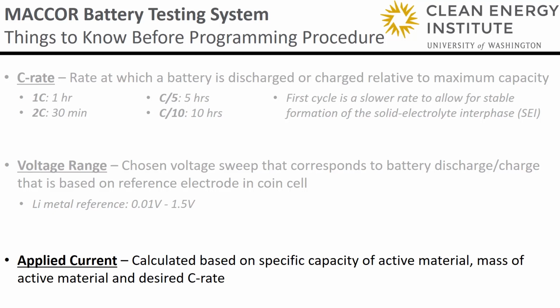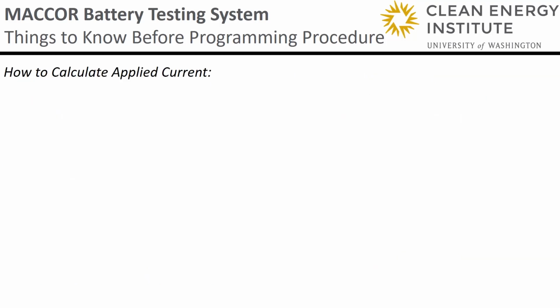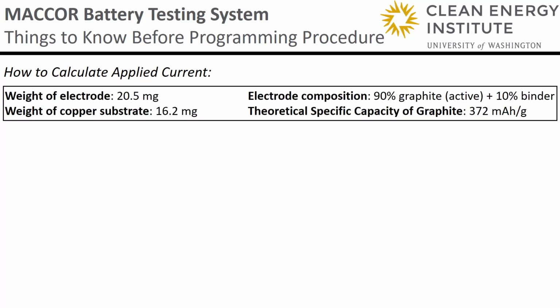So how do we calculate this applied current that we will program into the MACCOR? We will know the weight of our electrode. We should know the weight of the copper substrate and the electrode composition. In our case, this is 90% graphite, which is our active material, with 10% binder, and the theoretical specific capacity of graphite, which is 372 milliamp hours per gram.